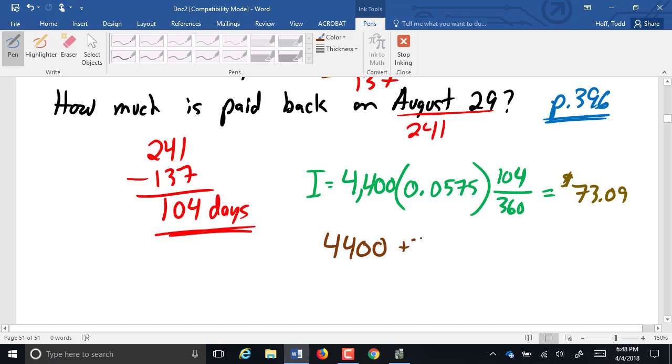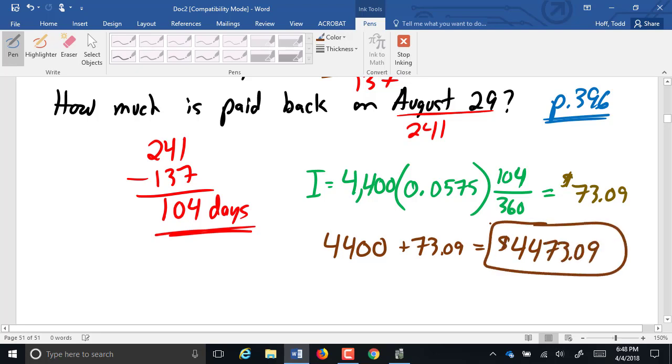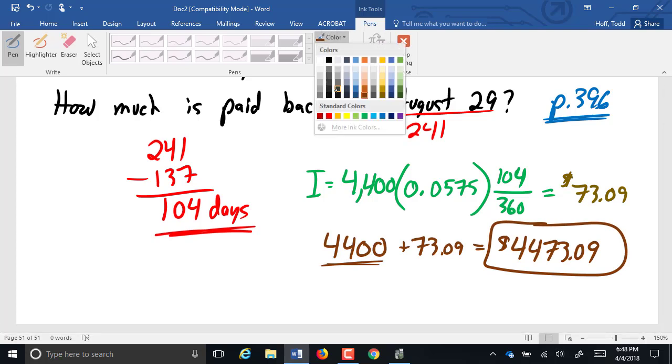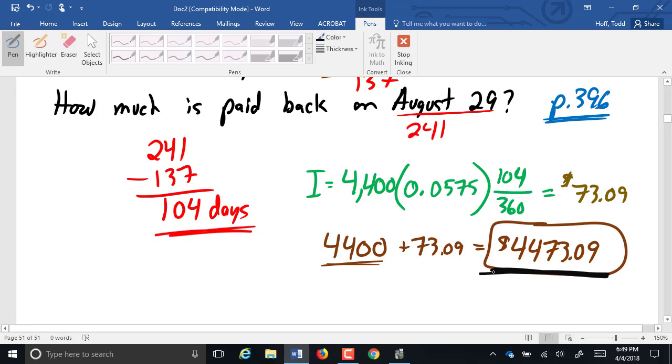Now it asks how much was repaid. Perfect. So we add that back to our original 4,400. What's repaid is $4,473.09.